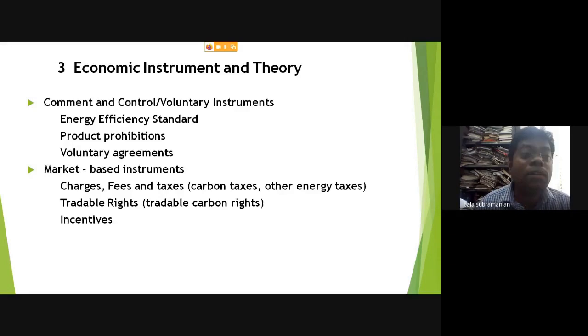So the third economic aspect I want to discuss with you is economic instrument theory. As I said earlier, externality theory, especially the carbon tax.